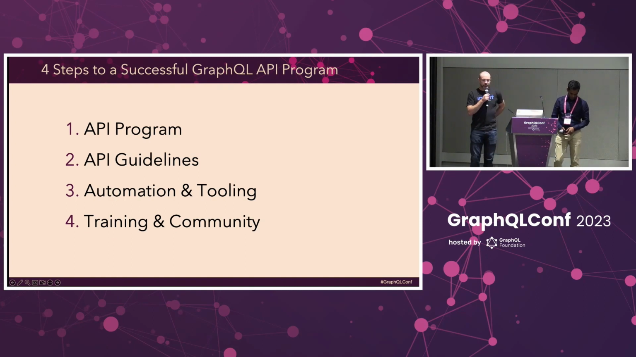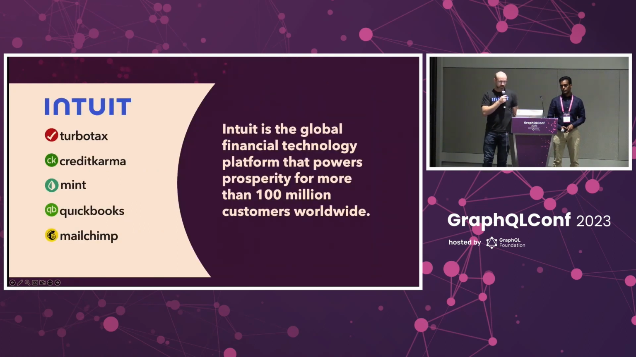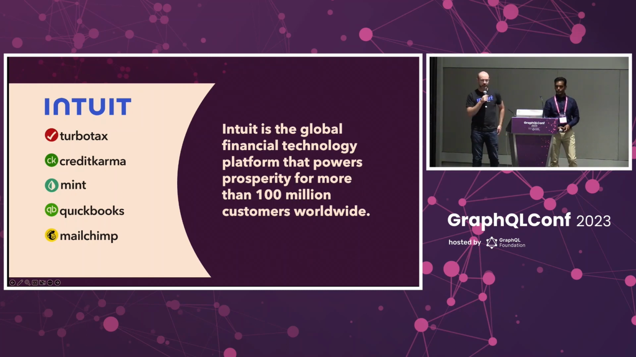So we're going to go through 4 highlight areas around having a successful GraphQL API program. We're going to talk about what we mean when we say an API program. I'm going to touch upon the guidelines, principles, and rules that we have set up, how we enforce and facilitate things via automation and tooling, and then we're going to talk about our training and how we build a community around this.